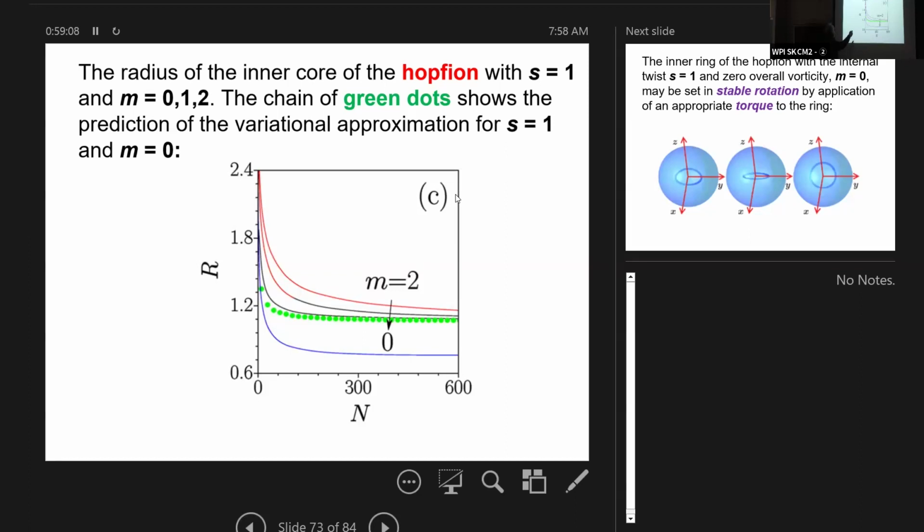And finally, this is the branch of hopions when we have 0 vorticity, only the intrinsic twist is present. It's completely stable, and actually this one is quite accurately predicted analytically by the variational approximation. This prediction is shown by the chain of the green points.